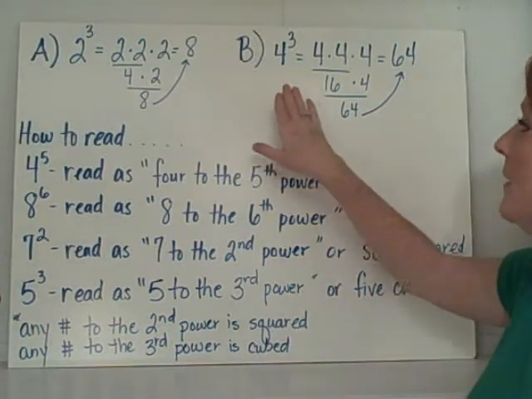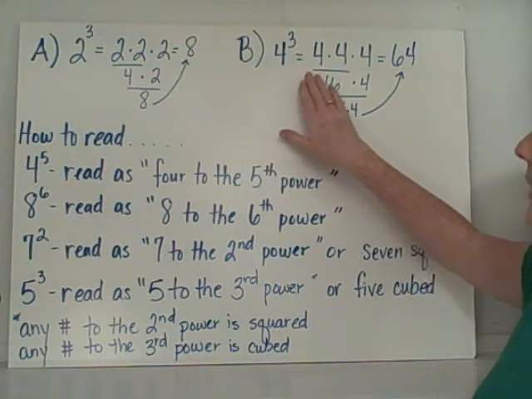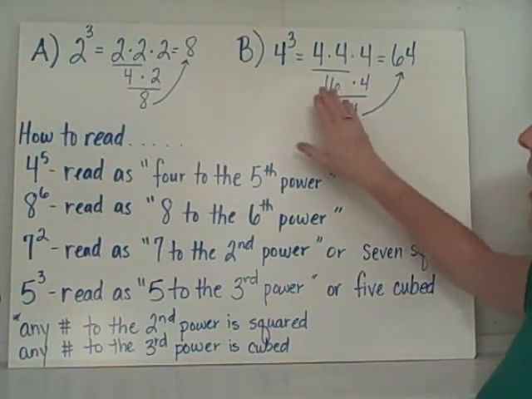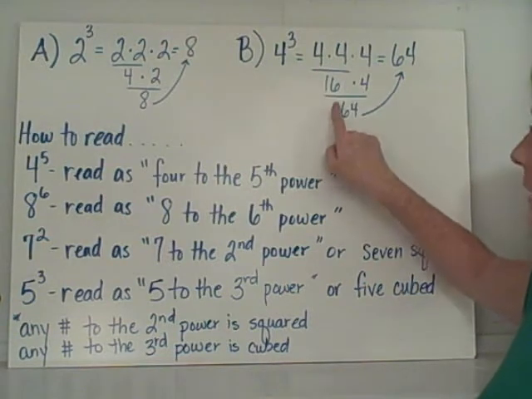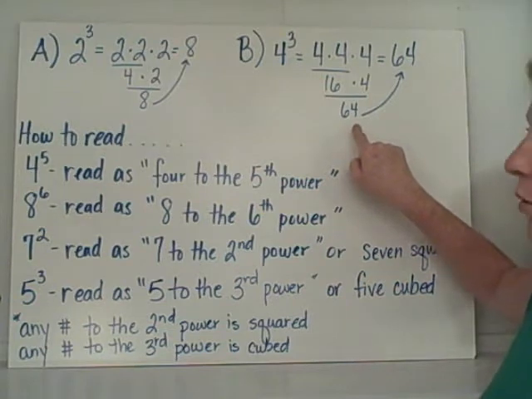For example B, we're still raising a number to the third power, but this time we switch to a 4. Again, that is 4 times 4 times 4, which is equal to 64. And I got that by multiplying 4 times 4, getting 16, and then doing 16 times 4, which is 64.